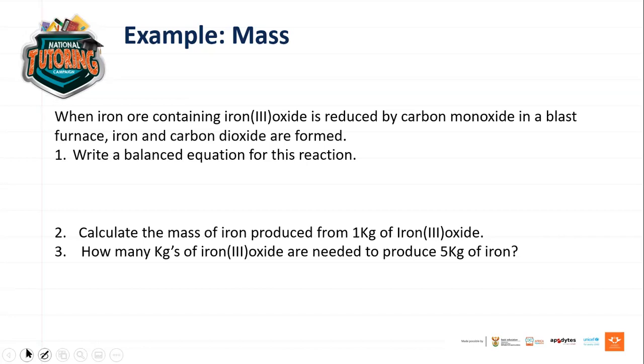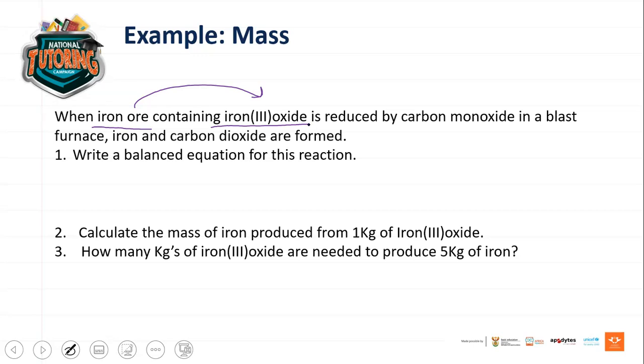Here's an example where we are going to be calculating the mass, which is measured in grams. So when iron ore, that's when you're mining iron, okay? So what is iron ore? It's containing iron 3 oxide, is reduced by carbon monoxide in a blast furnace. Iron and carbon dioxide are formed.